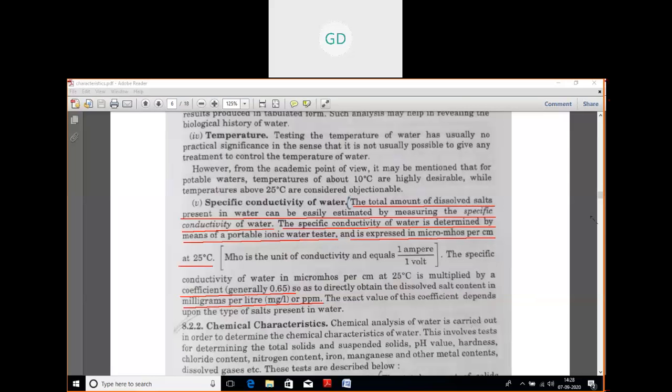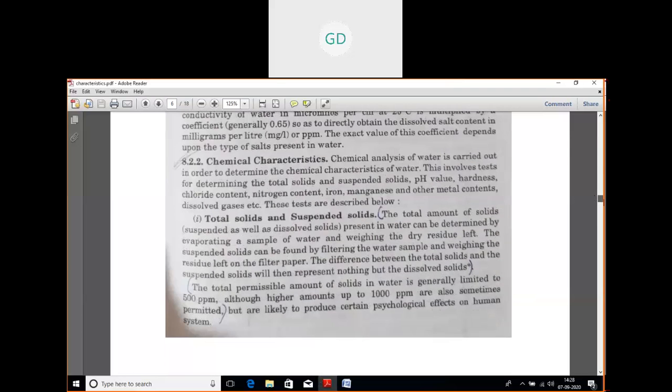Then next is your chemical characteristics of water. Likewise, some chemical characteristics should also be analyzed before you supply that water to the public. Before it goes to the treatment plants, you should know some chemical characteristics of water. So what are these chemical characteristics?